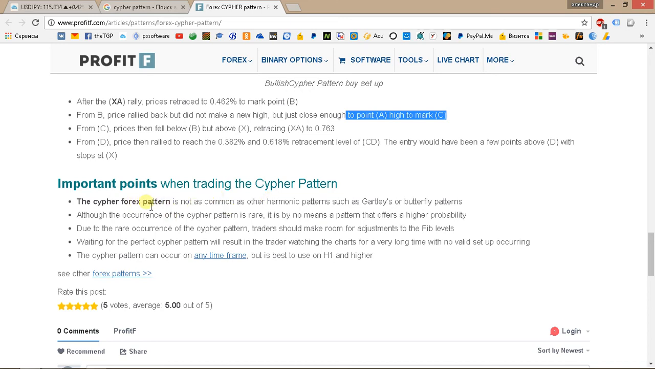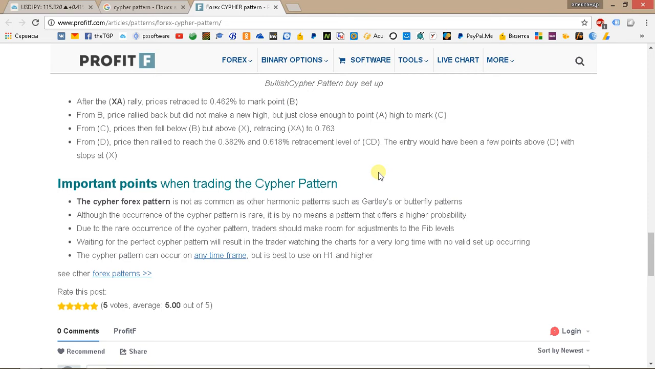Okay, the cipher forex pattern, it's not harmonic anymore. The cipher forex pattern is not as common as other harmonic patterns such as Gartley or butterflies. It is not as common as the butterfly pattern, but it is next to it. The Gartley pattern and the bat pattern are the rarest patterns, be they harmonic patterns or advanced formations. They are much rarer than the cipher pattern.